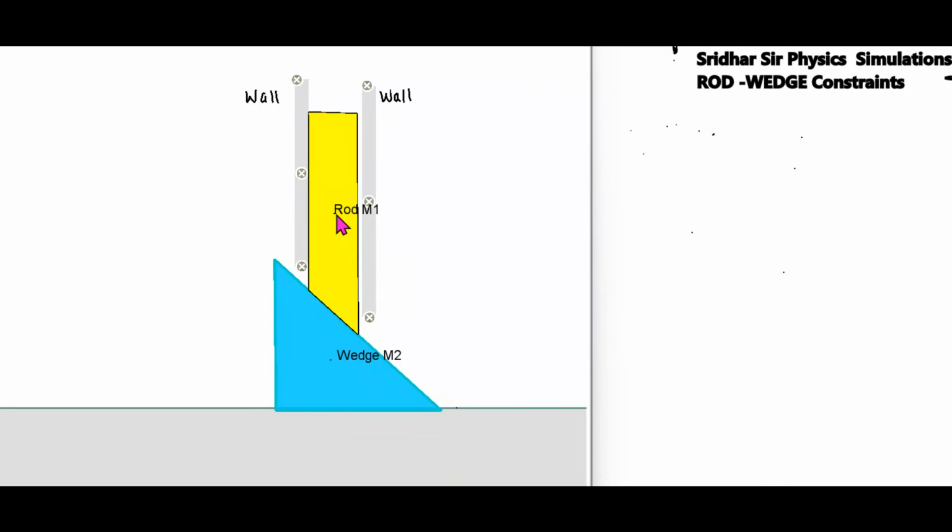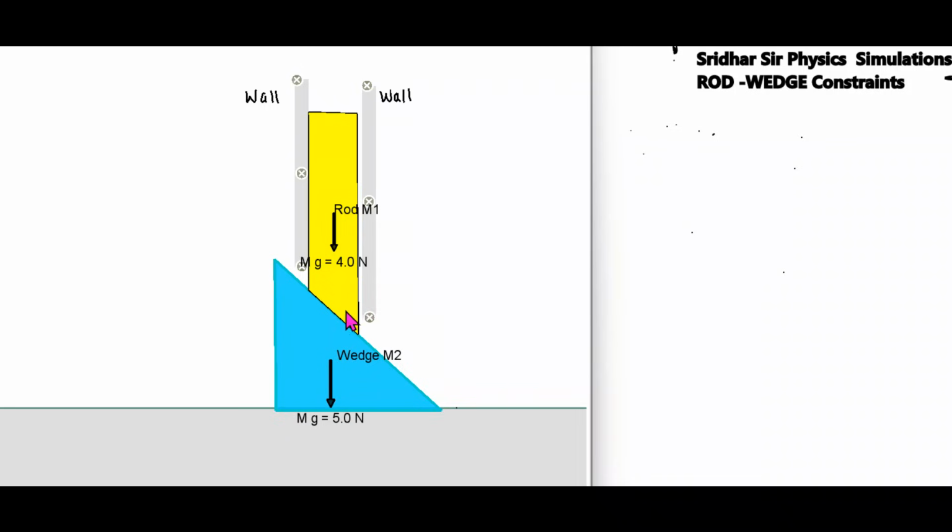I will take the weights. I took the weight of the rod as 4 Newton, and the weight of the wedge as 5 Newton. This is all set up. These two are the walls which will not permit the rod to move along the x-axis. These walls will make the rod move along the y-axis. The ground will make the wedge move only along the x-axis.